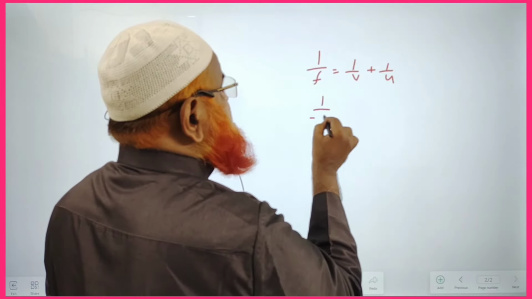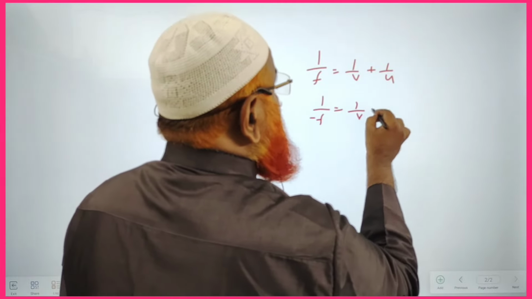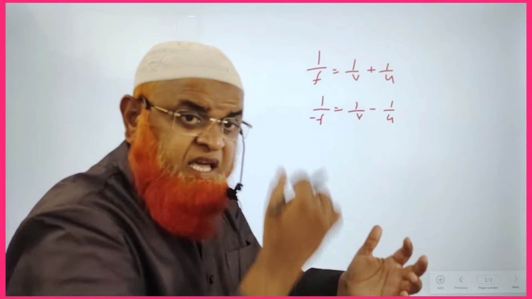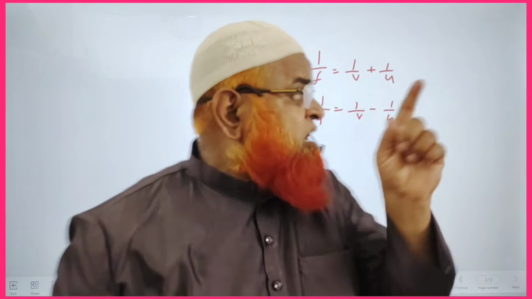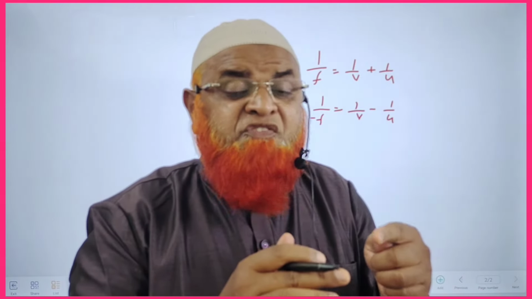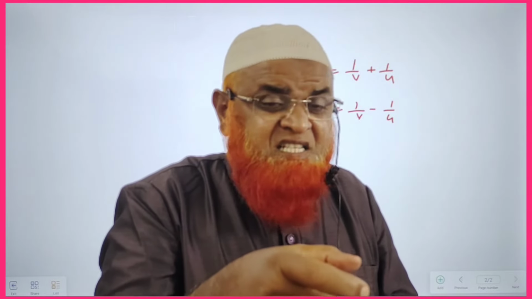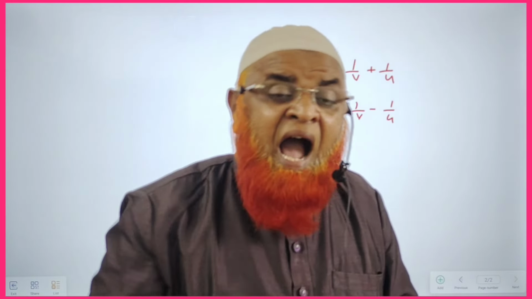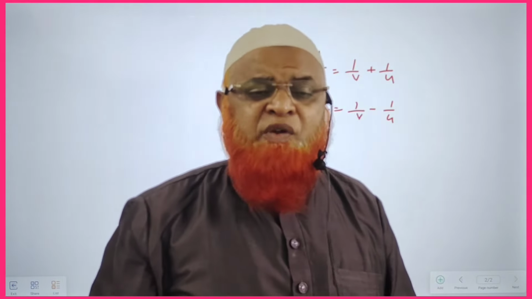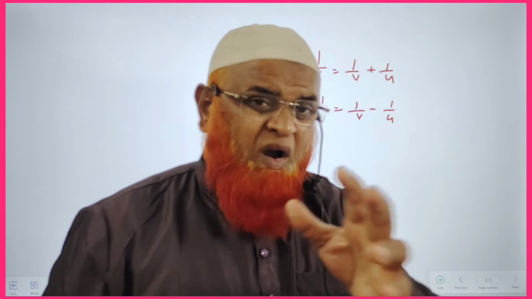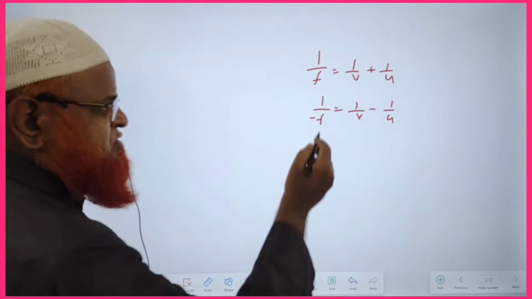Now we can write this as minus 1 by f equals 1 by v, minus 1 by u. u is minus, f is minus. For the image distance which you are going to find out, you should not take any sign convention, because the answer is going to tell you the sign convention. You need not take it from your side. The answer will tell you what the sign convention is. Let us see what is going to happen now.